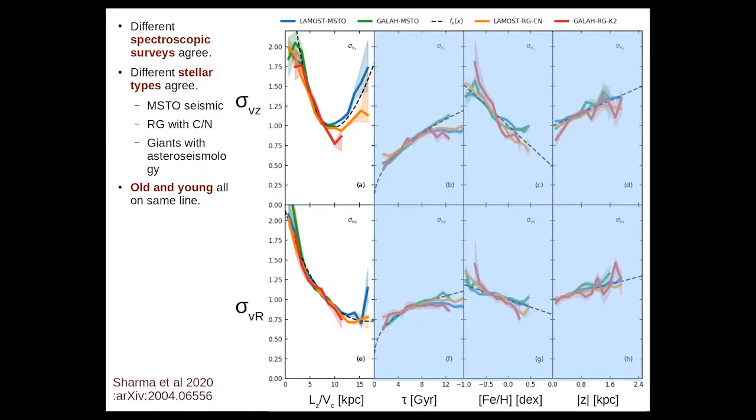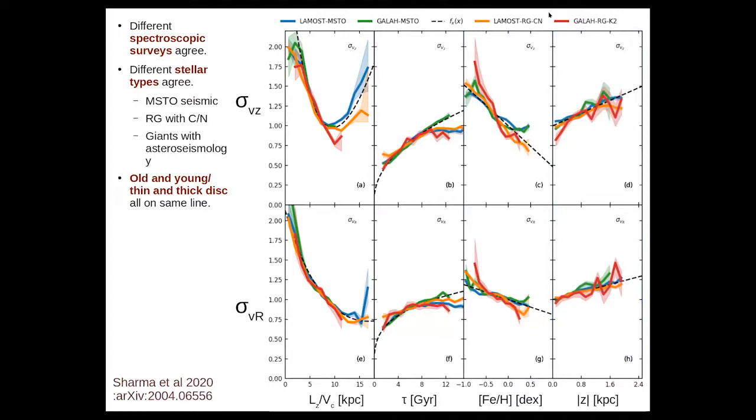Now, these are the results. The top panel shows you vertical dispersion. The bottom panel shows you the radial dispersion. The first column is showing the dependence on angular momentum L. And you can see there is a fall, but for VZ, there is also a rise at high L. With age, you see a monotonic rise. With FEH, you see a fall, almost linear, and with Z also a slight rise.